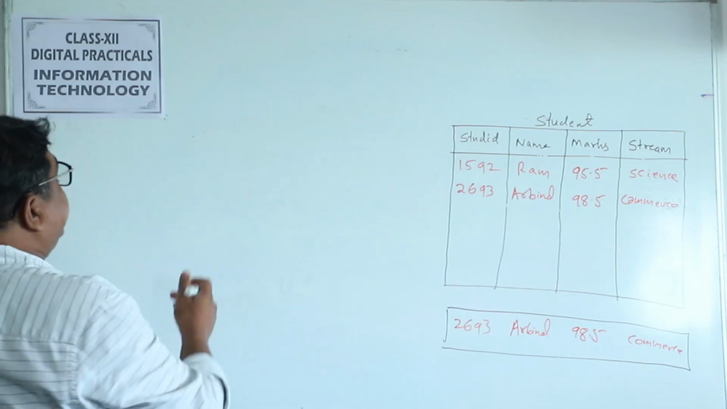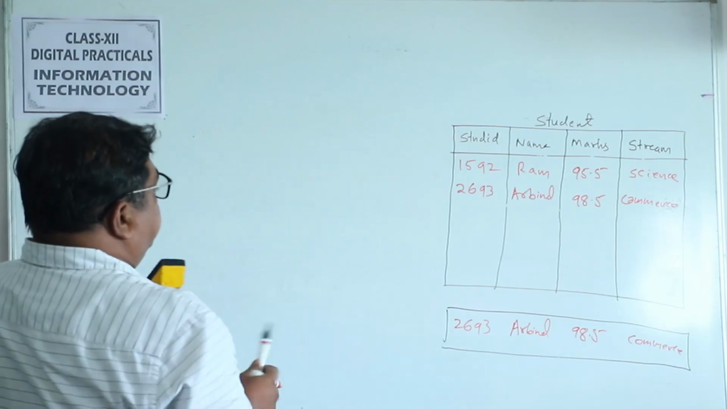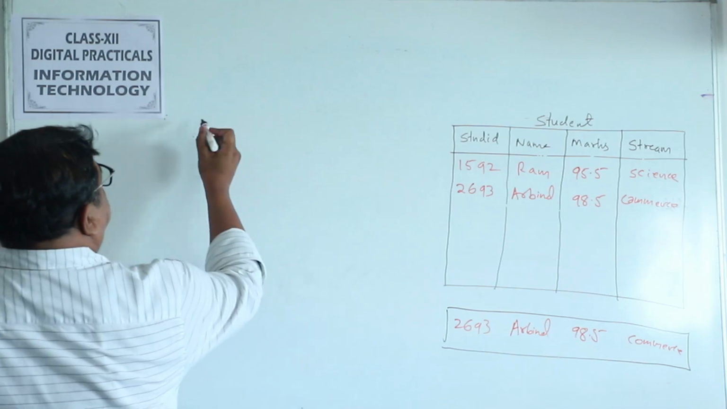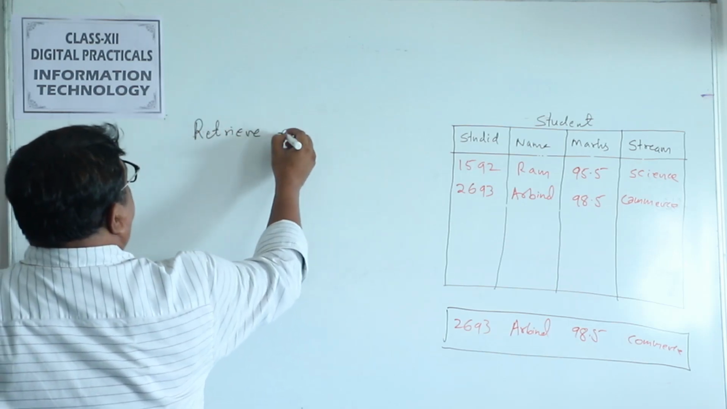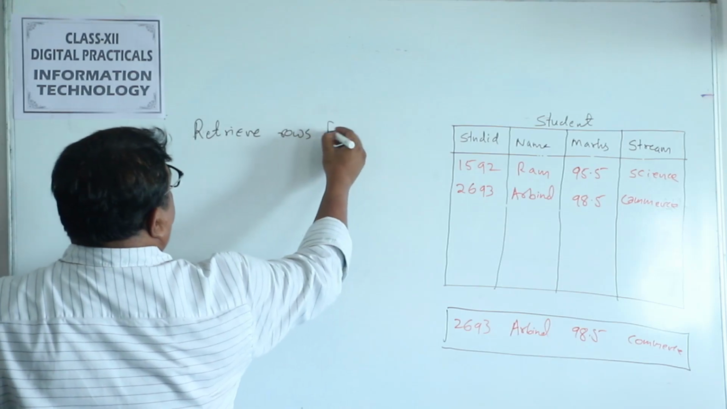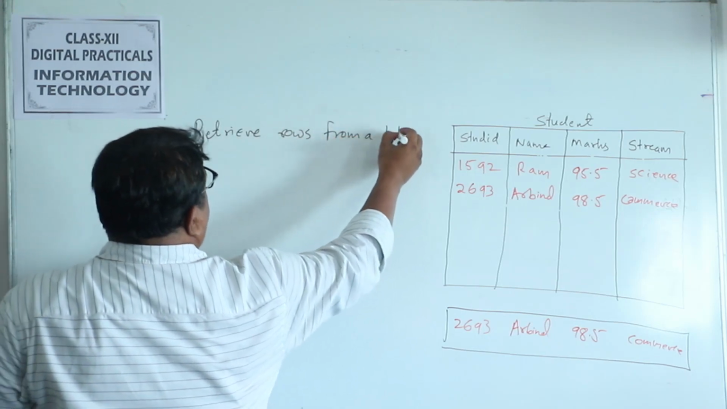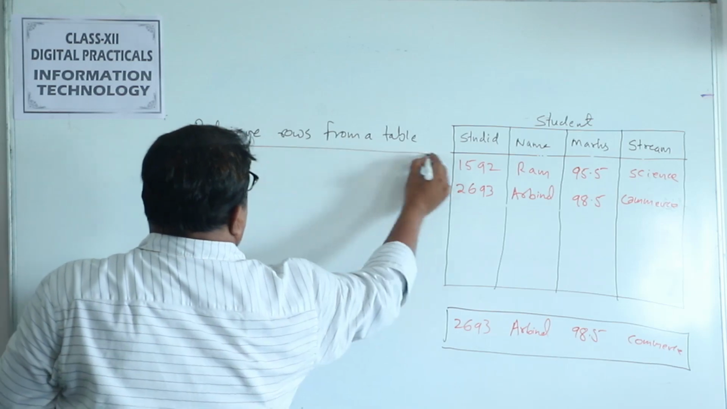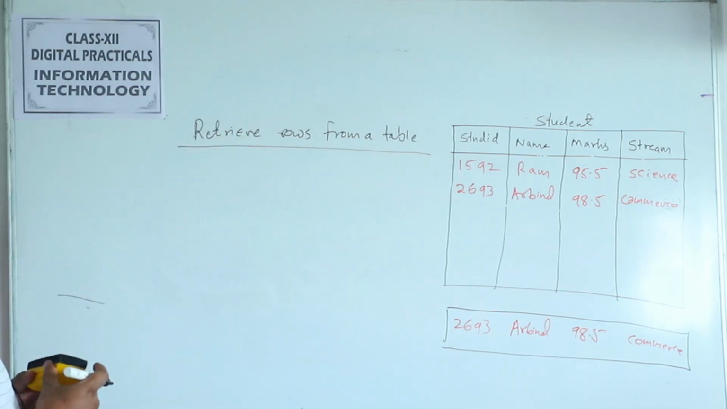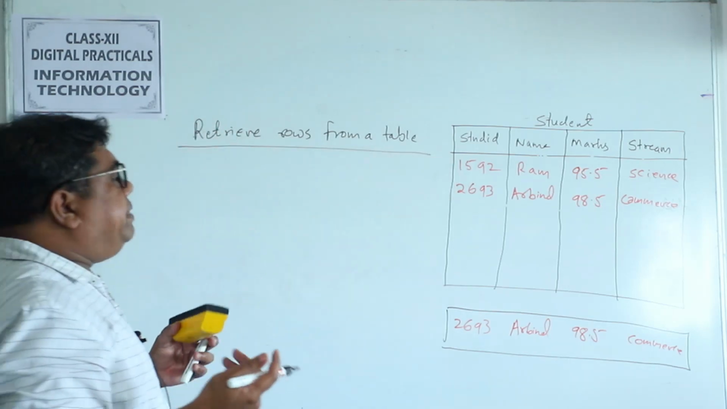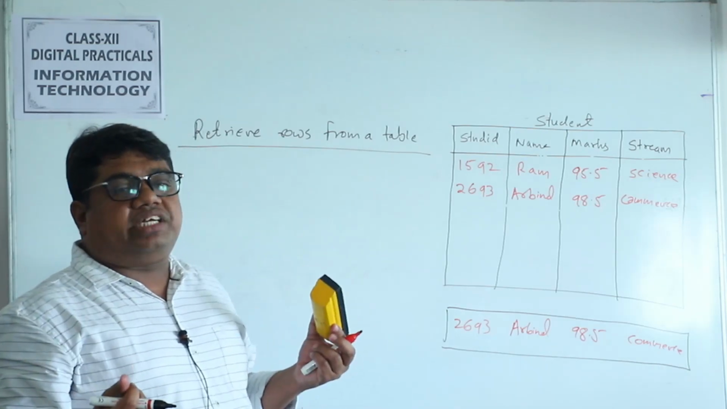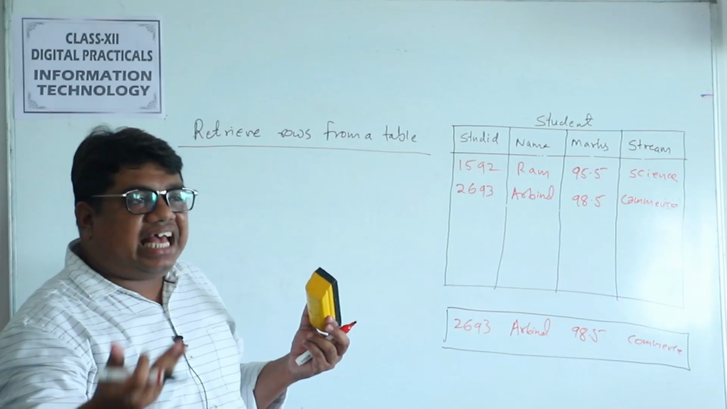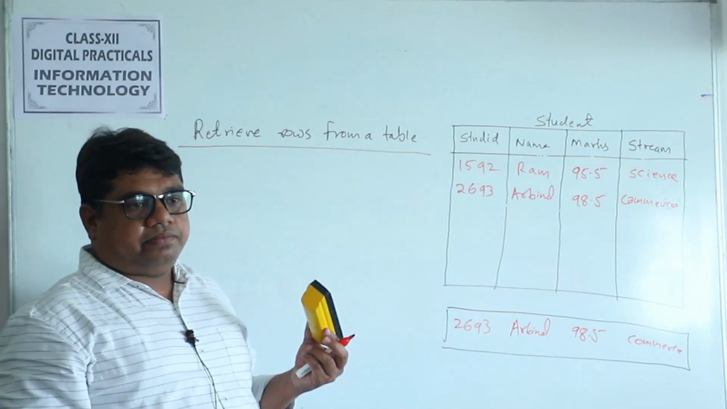Now, retrieving rows from a table. How to retrieve? This is an important part of SQL. How to retrieve rows from a table. I have told you in the beginning that we used to store data in computers so that in future we can access it or retrieve it.